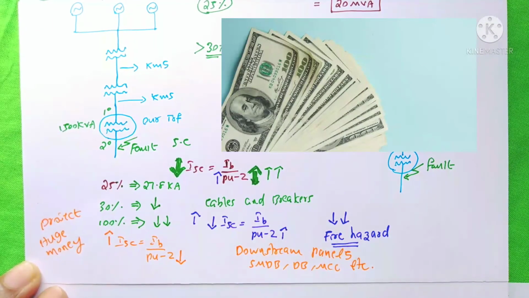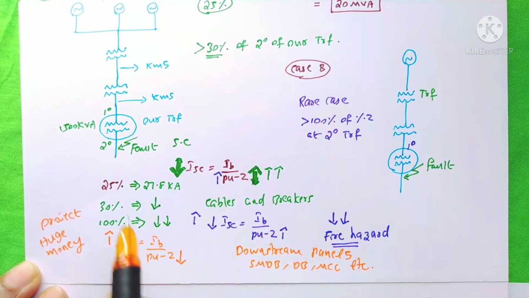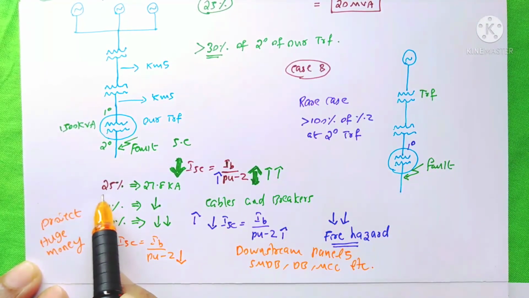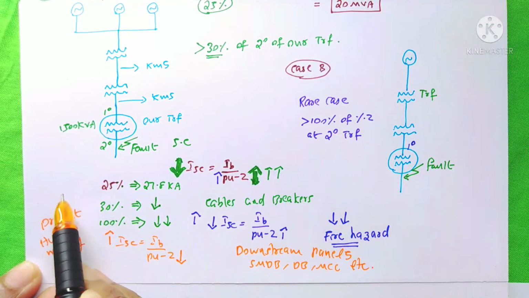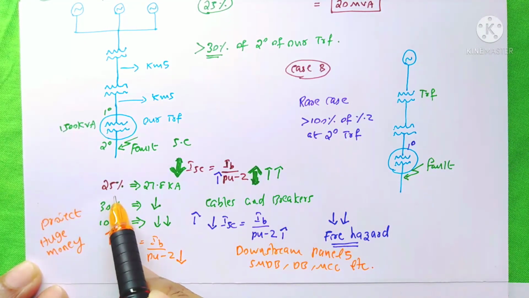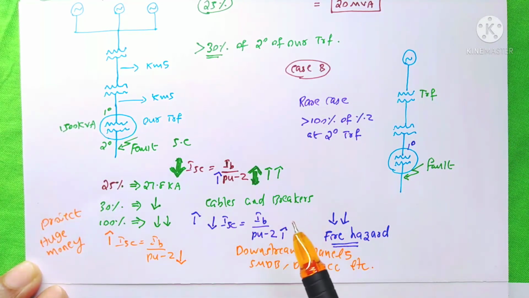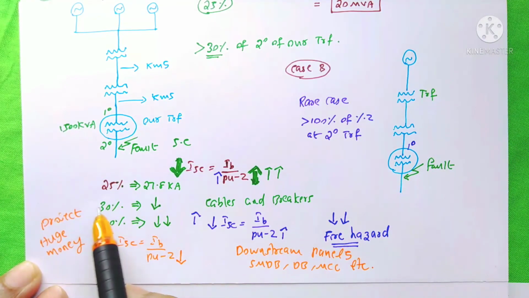So for the betterment of your project, you don't need to take a percentage impedance less than this 25% extra, and also not more than this 25%. Just do what I have said here.